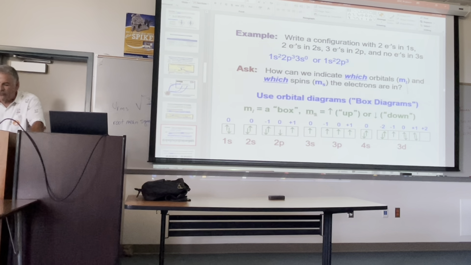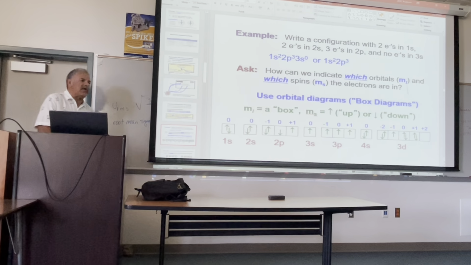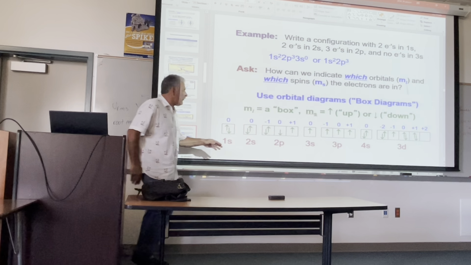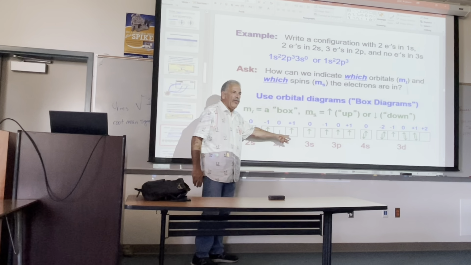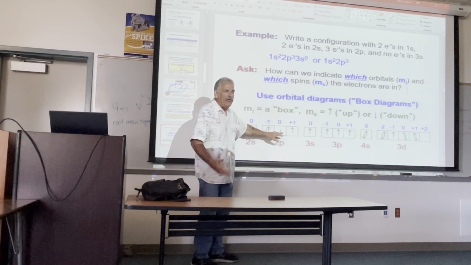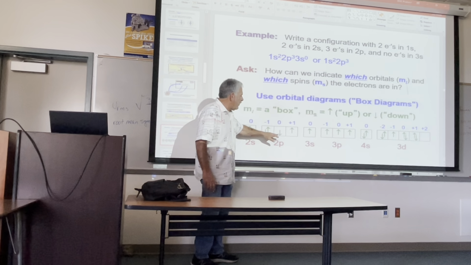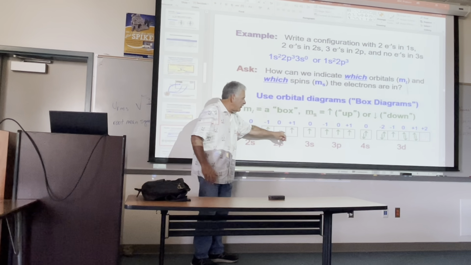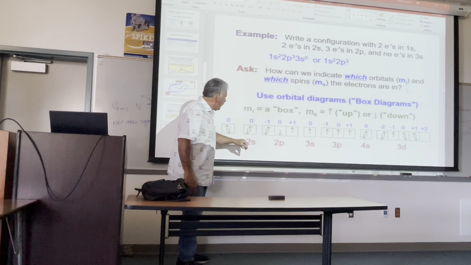So write a configuration with 2 electrons in 1s, 2 electrons in 2s, 3 electrons in 2p, and no electrons in 3s. So how do we indicate which orbitals, m sub l, and which spins, m sub s, the electrons are in? Well, it turns out that we have degenerate orbitals. They're all the same energy, so we call them degenerate orbitals.